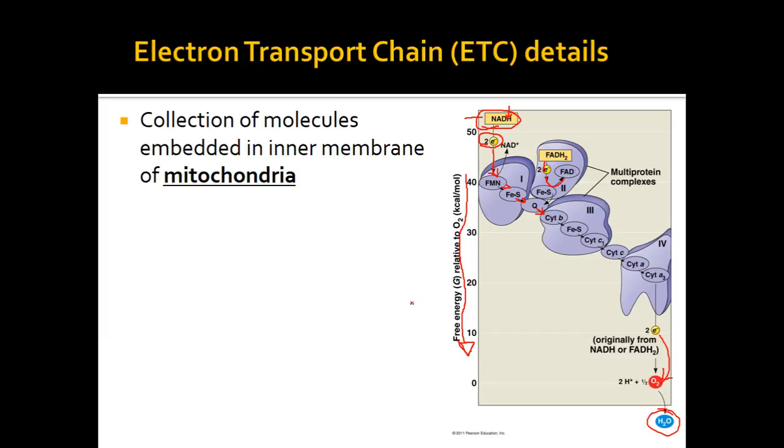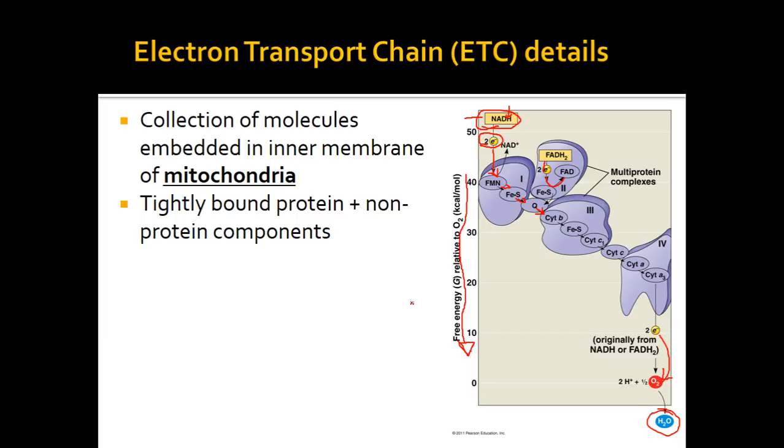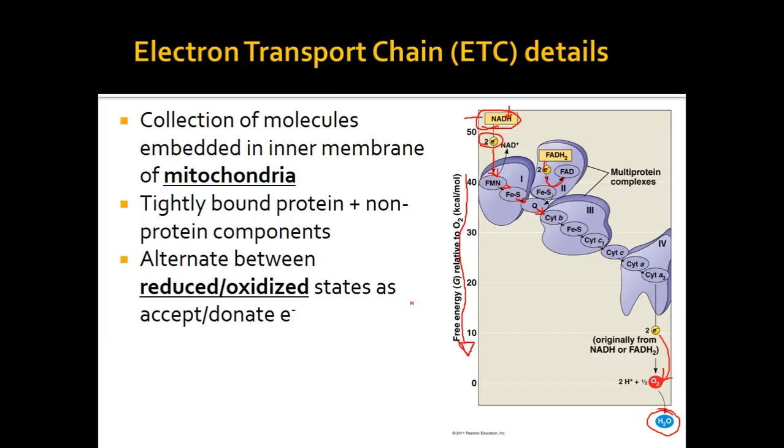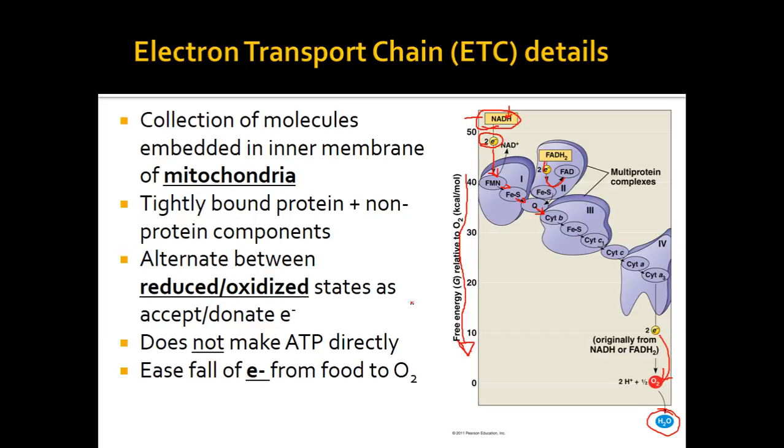So the electron transport chain itself is the collection of proteins. And they're tightly bound together in the membrane. And they alternate between being oxidized and reduced. So as they catch an electron, so to speak, they have been reduced. As they give it up, they have been oxidized. This process itself doesn't make ATP directly. However, it is solely responsible for taking this electron right here. Now, we totally need this process to take this electron right here and use it to eventually create ATP.